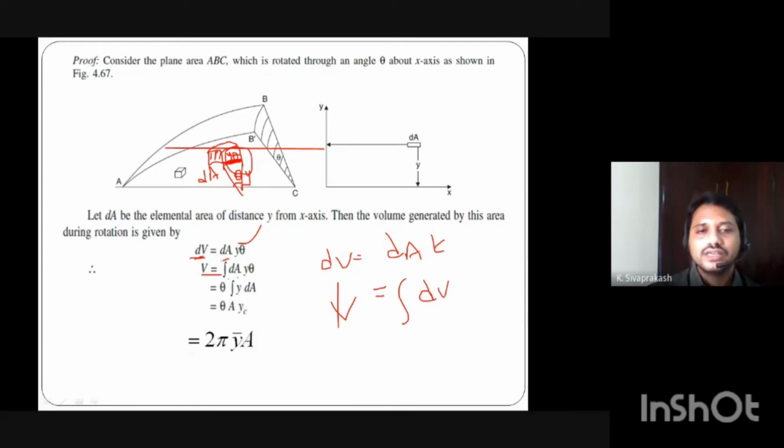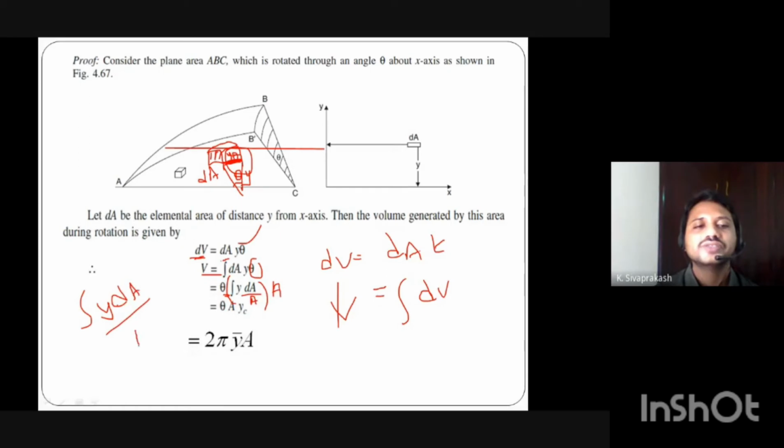Now here theta is a constant value, so move theta outside, and the remaining terms are y into dA. Now in that term, if you divide the function by A and multiply the function by A, then there is no change in the total function. See here, the numerator is A and the denominator is A, so there is no change. When you write this equation, observe that it is the integration of y into dA by A.